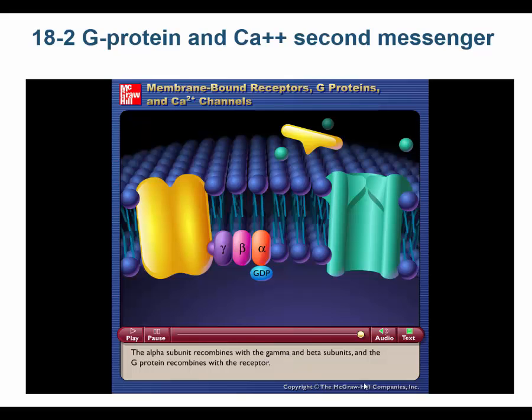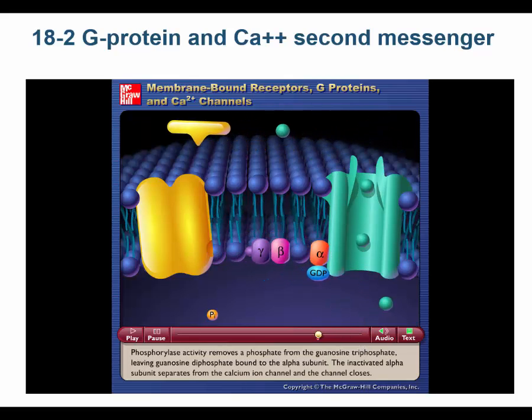So this is huge that you understand the difference here. This is alpha GTP directly opening calcium channels. Alpha GTP, it didn't turn on phospholipase C, it directly opened calcium channels.